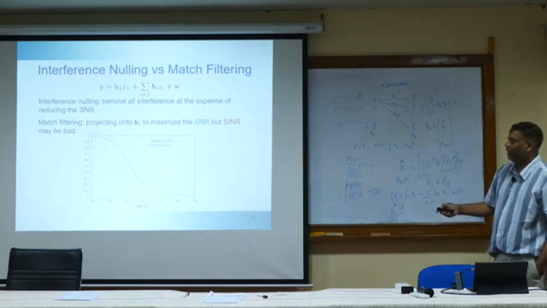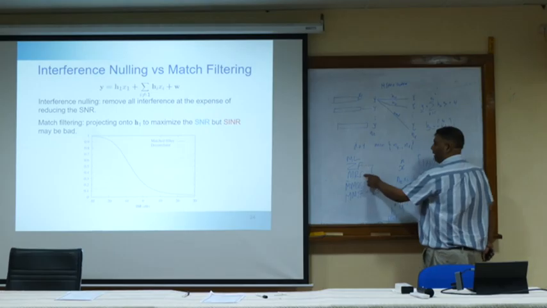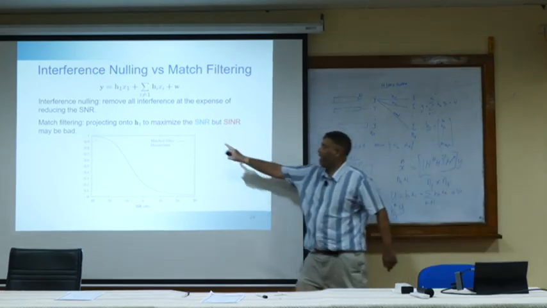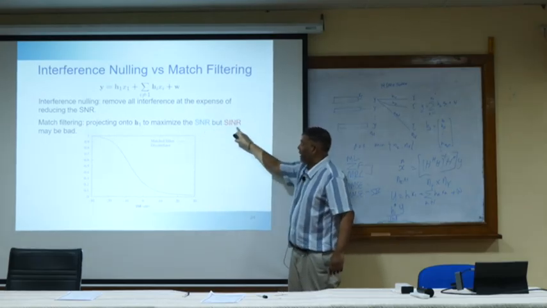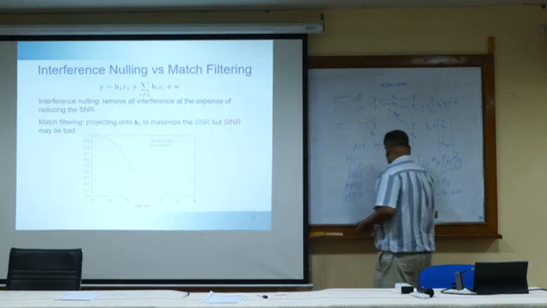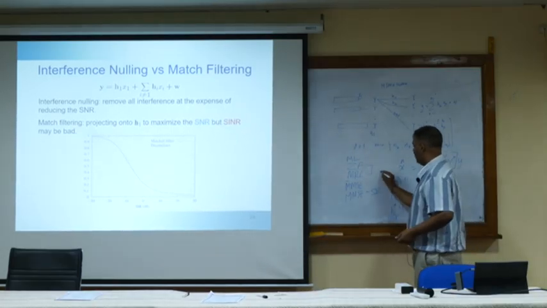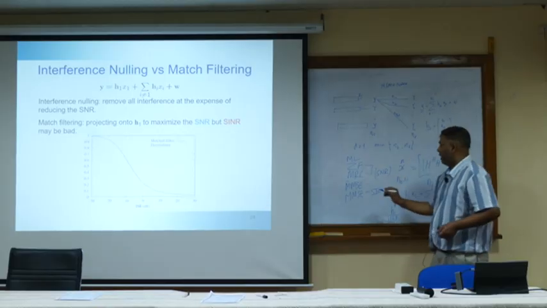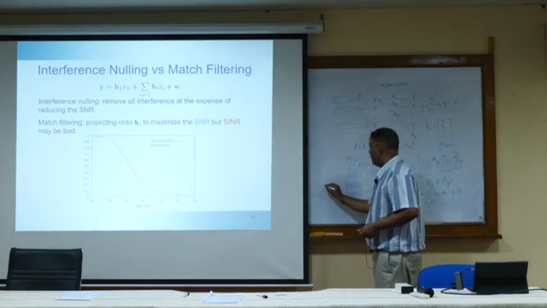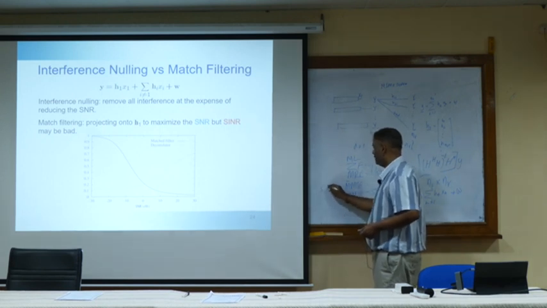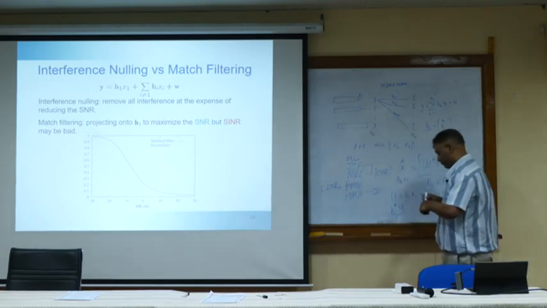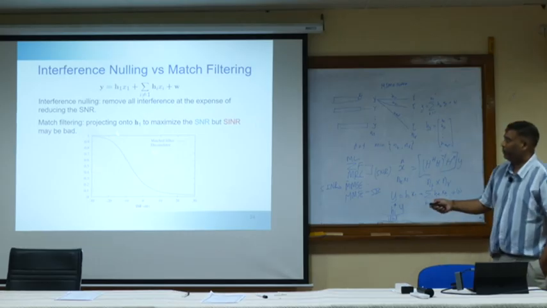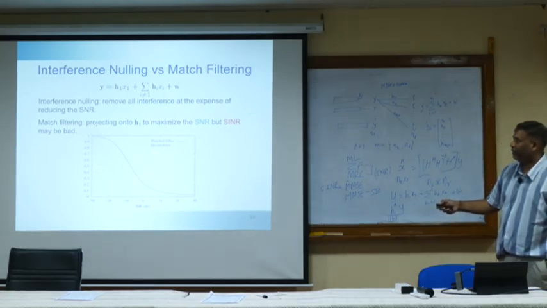Match filter projects onto H1 to maximize the SNR, but the SANR may be bad. If you do maximum ratio combining or match filter, it will maximize the SNR, but it is not going to maximize the SANR. The MMSE we will see in the next few slides; this is the technique maximizing the SANR. So match filtering, or maximum ratio combining, projects onto H1 to maximize the signal to noise ratio, but the SANR may be bad.